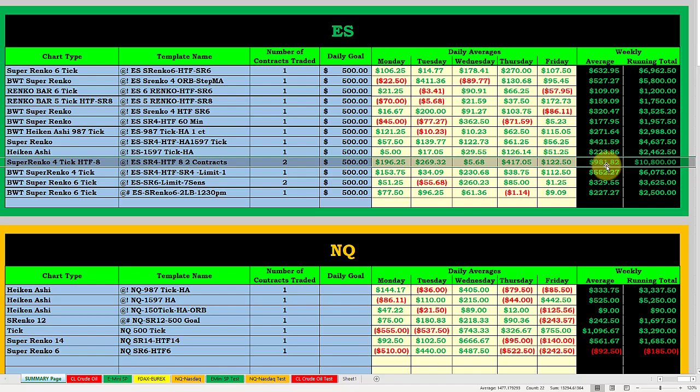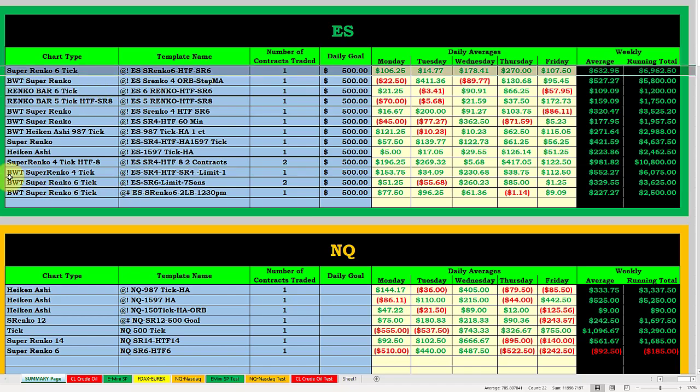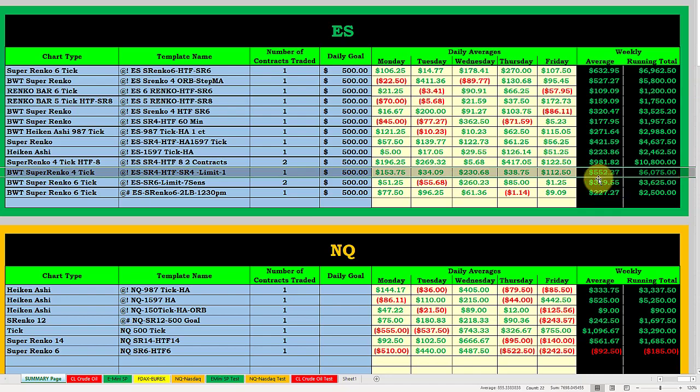So this would be actually 445. So the next best performing is not this one, but it's actually this one, the Super Renko 4 with the Super Renko 4. Actually very similar to our best performing Super Renko 6. Same idea, except on a 4-tick, and this happens to be the second best performing chart. This is your average weekly return. So let's look at this per contract.